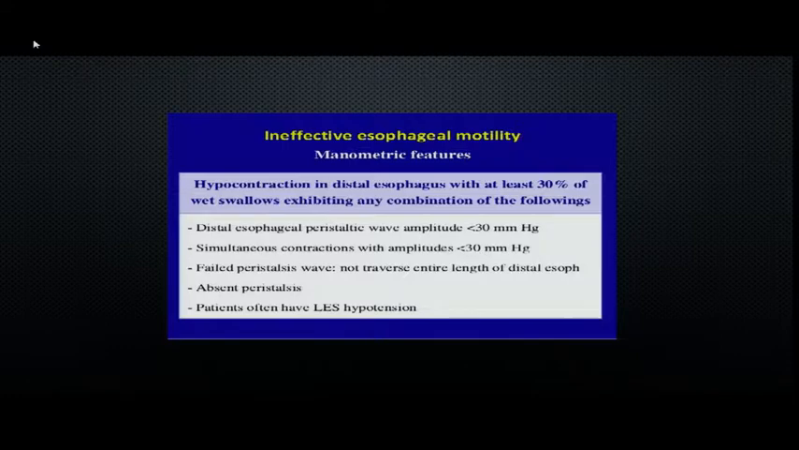And there's a subset of patients that just don't have good motility. They can't propel that bolus of food down the esophagus, and some of these patients, we don't know why. But what you see is the distal esophageal peristaltic amplitude is less than 30 millimeters. Failed peristalsis, absent peristalsis, and the food just sits there, and they get megaesophagus very much like achalasia.